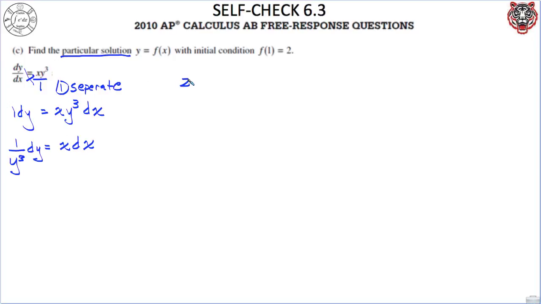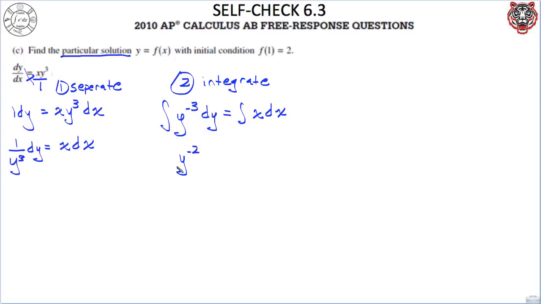All right, number 2. Step 2 is to integrate. So when I integrate, I'm going to do the integral of 1 over y cubed. I don't like fractions. None of calculus students like fractions, generally speaking. It's going to be y to the negative 3 dy is equal to the integral of x dx. Okay, now time to take the antiderivative. Y to the negative 3, I'm going to go up the power, y to the negative 2, divide down, all this divided by negative 2. That's going to be equal to, x goes up a power, x squared, divide by 2, and then don't forget your constant of integration, your plus c. All right, step 2, done.